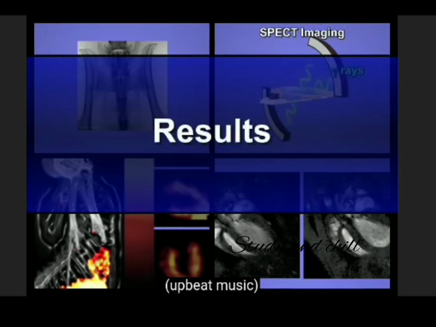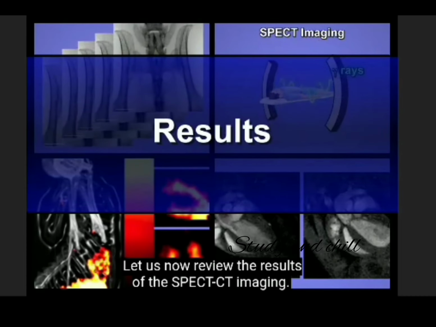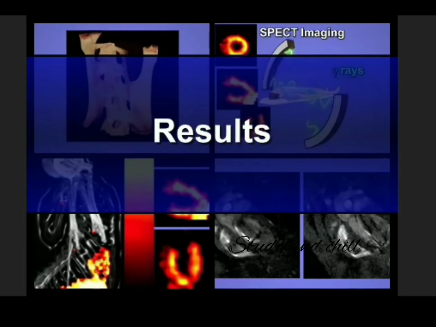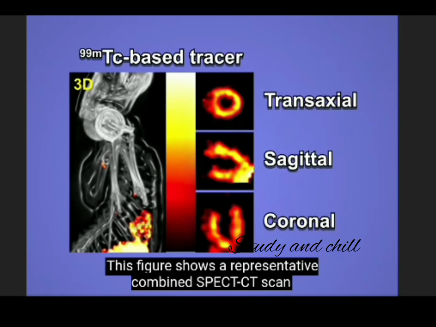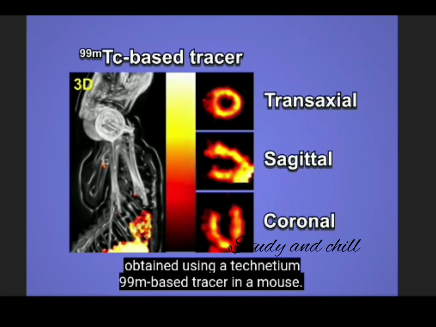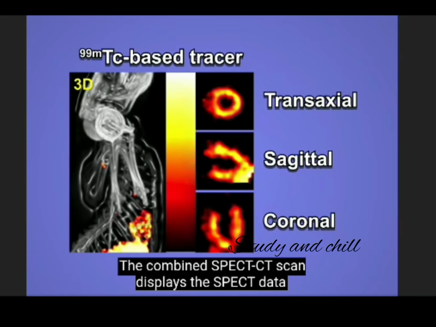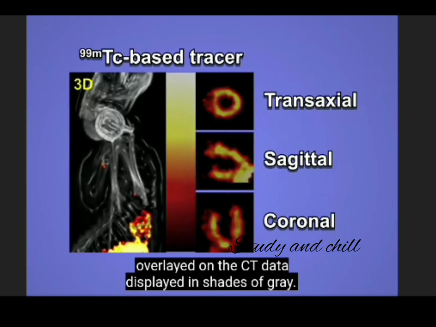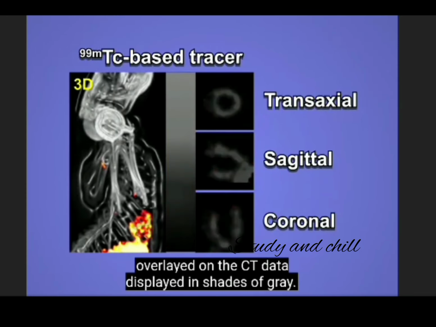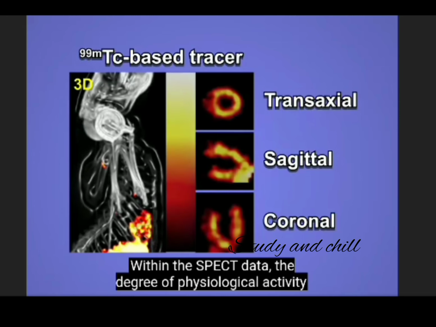This figure shows a representative combined SPECT CT scan obtained using a Technetium 99M based tracer in a mouse. The combined SPECT CT scan displays the SPECT data in shades of yellow to orange in the figure, overlaid on the CT data displayed in shades of gray. Within the SPECT data, the degree of physiological activity is demonstrated by the intensity of color. Thus, the areas of yellow show greater activity than the areas of orange.